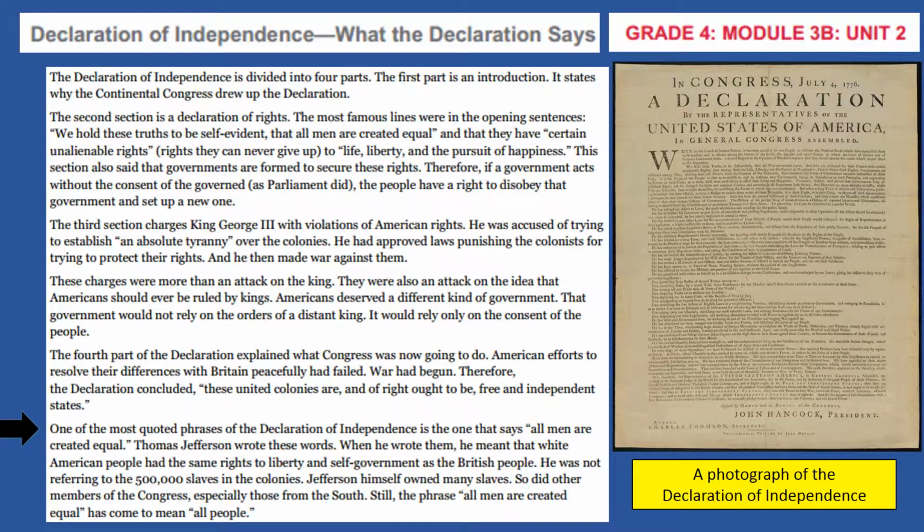One of the most quoted phrases of the Declaration of Independence is the one that says, all men are created equal. Thomas Jefferson wrote these words. When he wrote them, he meant that white American people had the same rights to liberty and self-government as the British people. He was not referring to the 500,000 slaves in the colonies. Jefferson himself owned many slaves. So did other members of the Congress, especially those from the South. Still, the phrase, all men are created equal, has come to mean all people.